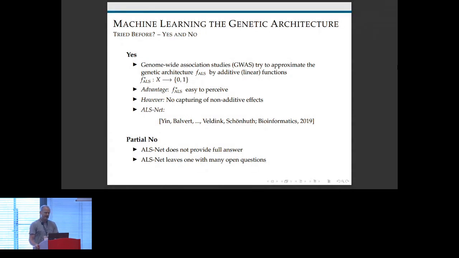However, and this is the problem with this disease, we cannot capture non-additive effects with this, so we need to do something else, which is not that easy to perceive. And this is what I presented 4 years ago, ALSNet, with some co-authors. A partial no, not really, because ALSNet was proof of concept. It was the first attempt ever to do this. It does not provide a full answer. It left one with many open questions.